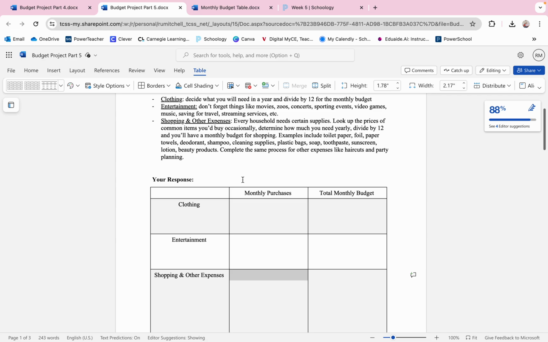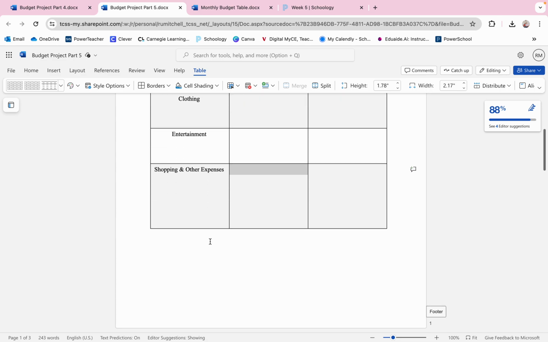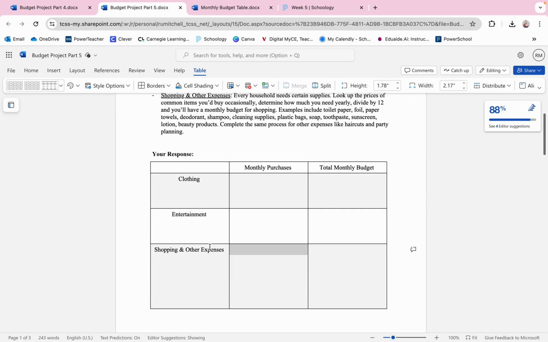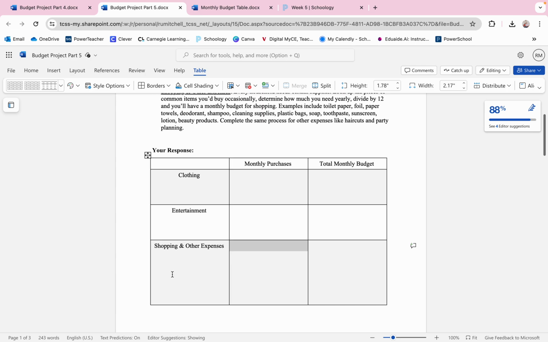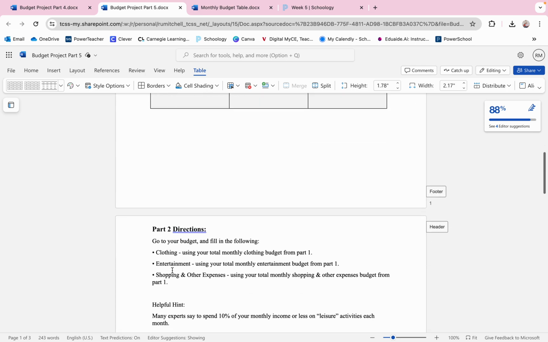You're going to complete the same process for other expenses like haircuts and party planning. For this one you're really going to have to think about how much money you want to set aside each month for these things, because the costs do add up. If your job and what you're paying for your rent and your car leave your money dwindling, you may need to think about how you're not going to be able to do some of these things in the future, and you really need to focus on savings so that you can do these things. This is something to really think about when you're completing this part.